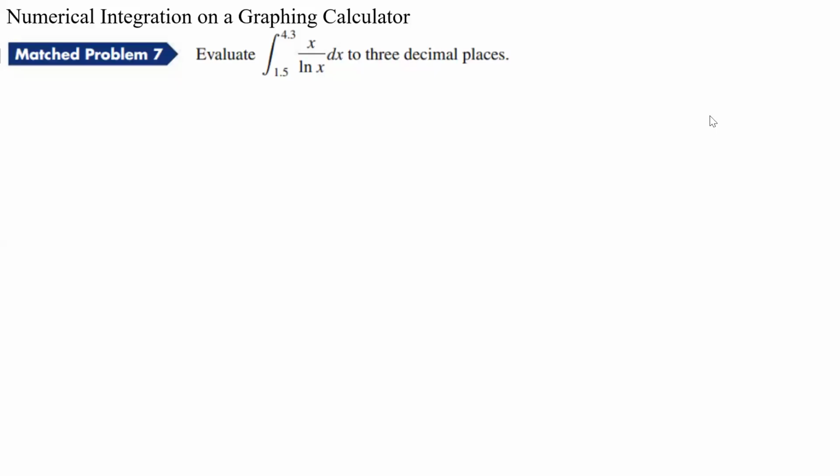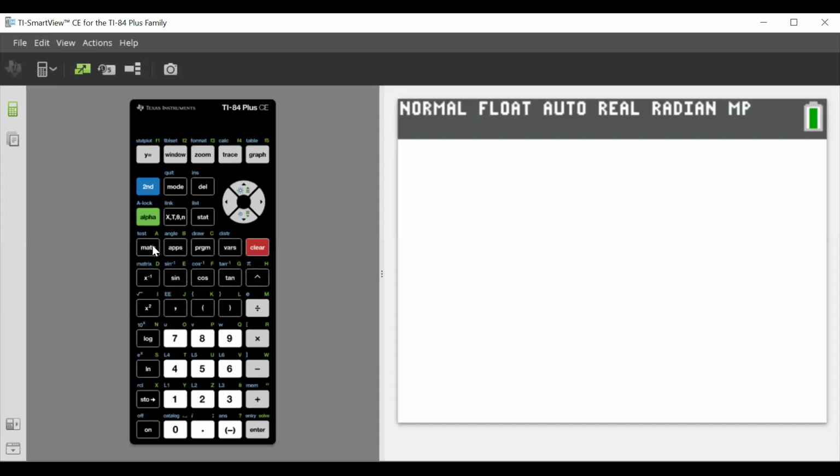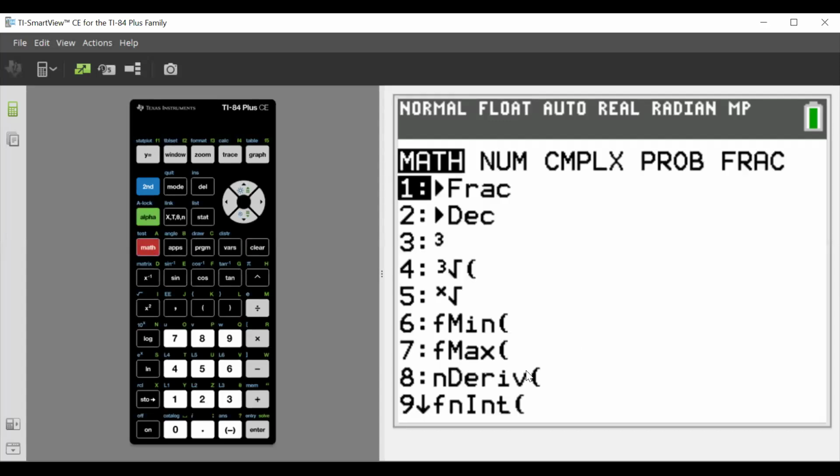All right, so this one's a nice one. We get to use our calculator to do the integration. And so we're integrating from 1.5 to 4.3 of x over ln of x dx to 3 decimal places. So let's go to our calculator. Let's clear all that out. So we're going to do math, and we're going to integrate.